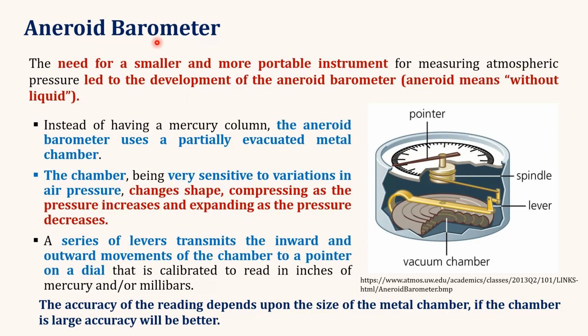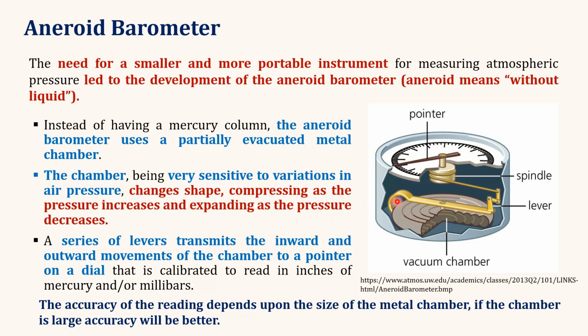Next is the aneroid barometer. The need for a smaller and more portable instrument for measuring atmospheric pressure led to the development of the aneroid barometer. The term aneroid means without liquid. So, in this barometer, instead of a mercury column, a partially evacuated metal chamber is used, and this chamber is very sensitive to variations in air pressure and changes shape accordingly. When atmospheric pressure increases, this chamber gets compressed, and as atmospheric pressure decreases, it expands.